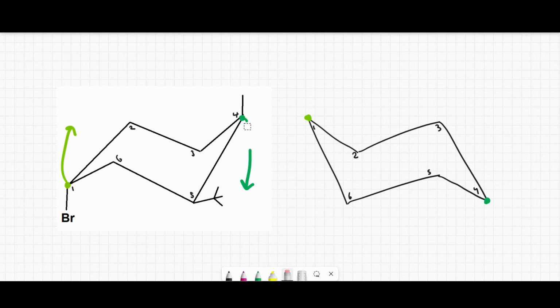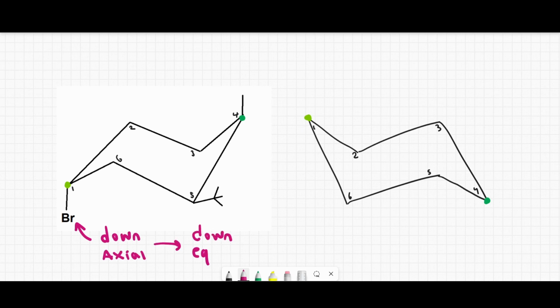I did clockwise here. Now we can just put our substituents in the flipped chair. So we've got this bromine here, and it is in the down axial position. That means it's just going to change to the down equatorial position. The down stays the same. It just went from axial to equatorial.